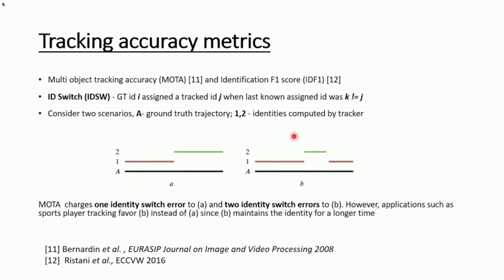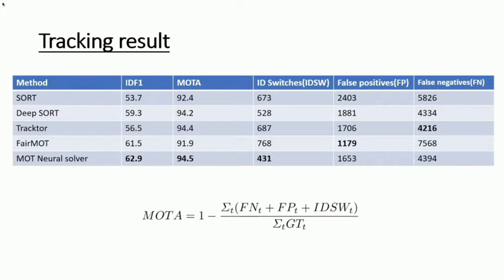So this is more favorable for sports tracking, and hence we prefer the IDF1 metric as compared to the MOTA metric. The table below shows the performance of the tracking algorithms. As you can see from this table, the first thing to notice is that the multi-object tracking accuracy, MOTA, is pretty high for all these algorithms, above 90%.